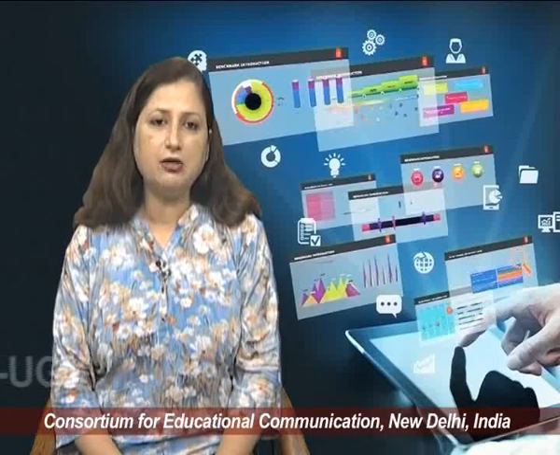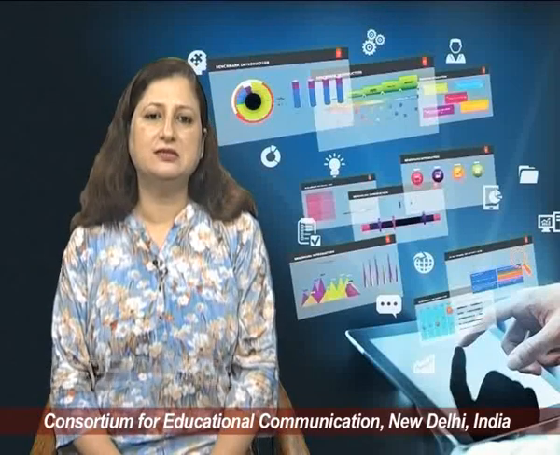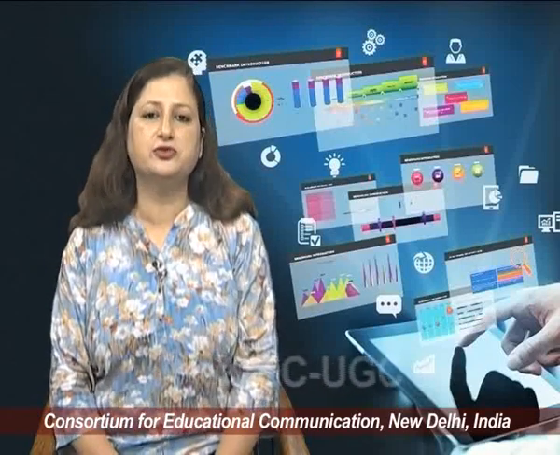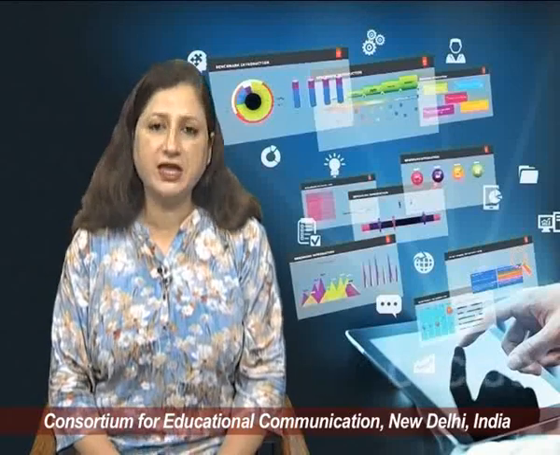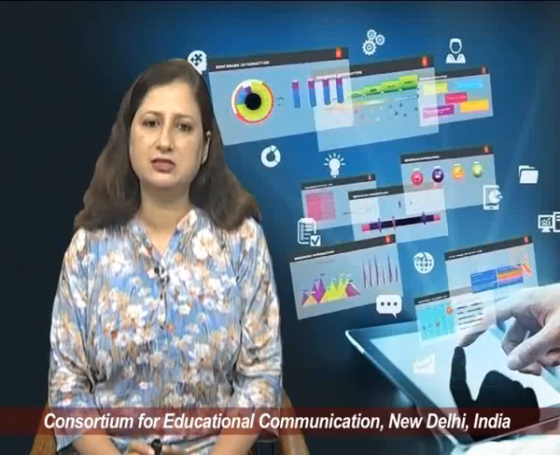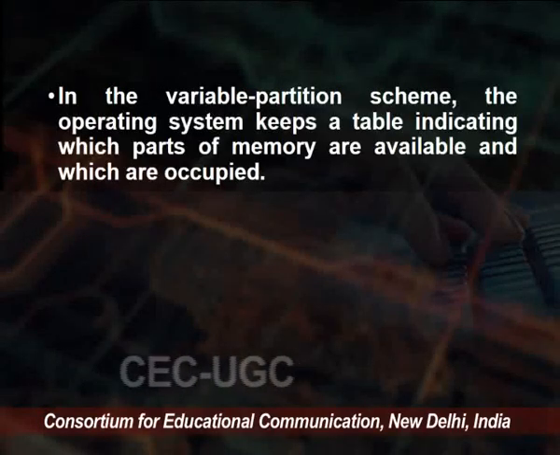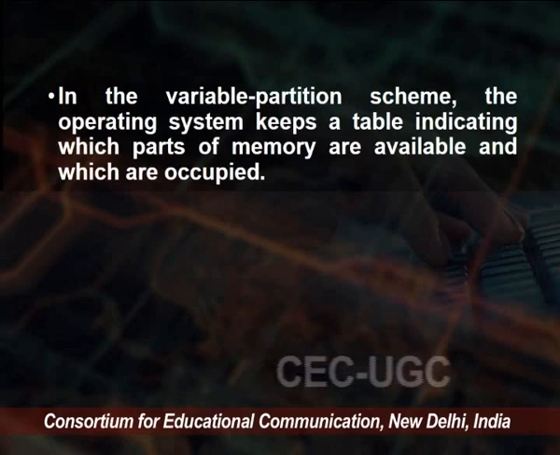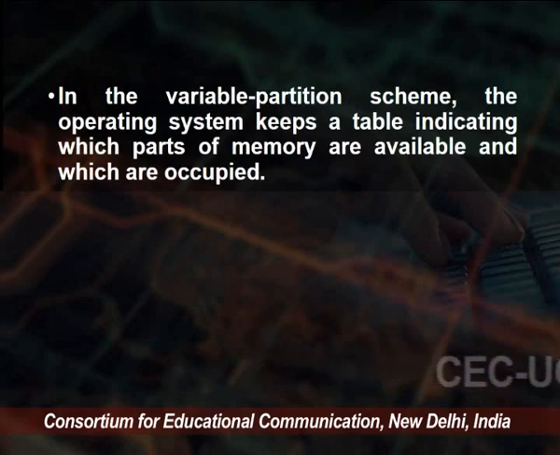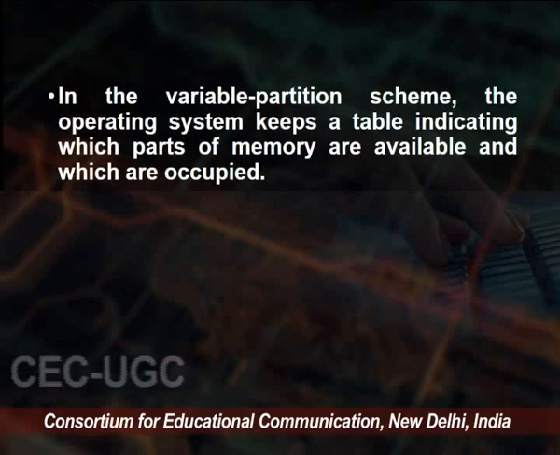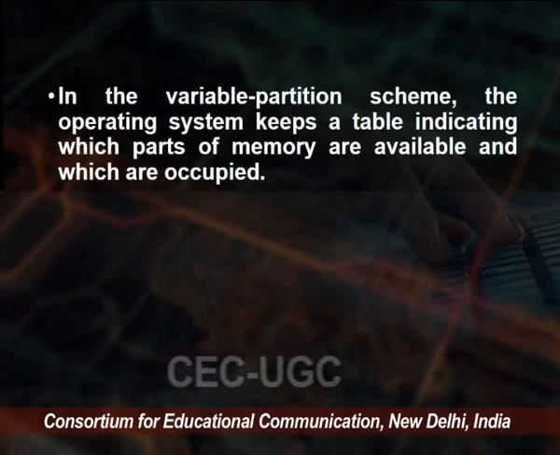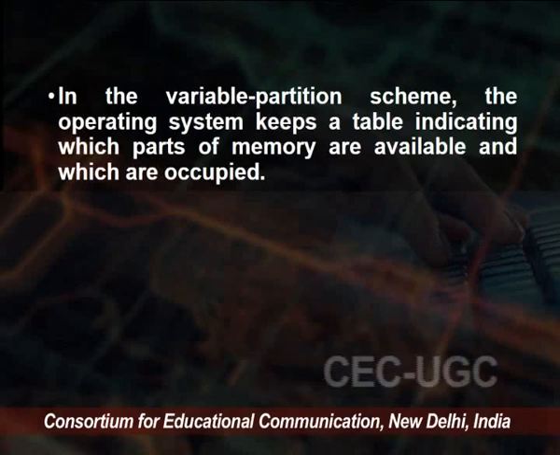Although this method of partitioning is no longer used, this is just to understand how the allocation takes place. Now in present-time operating systems, the partitioning scheme which is used is actually called the variable partitioning scheme. So this is not fixed, but a variable partitioning scheme. In this, the operating system will keep a table, and that table will indicate which parts of the memory are available and which have already been occupied.